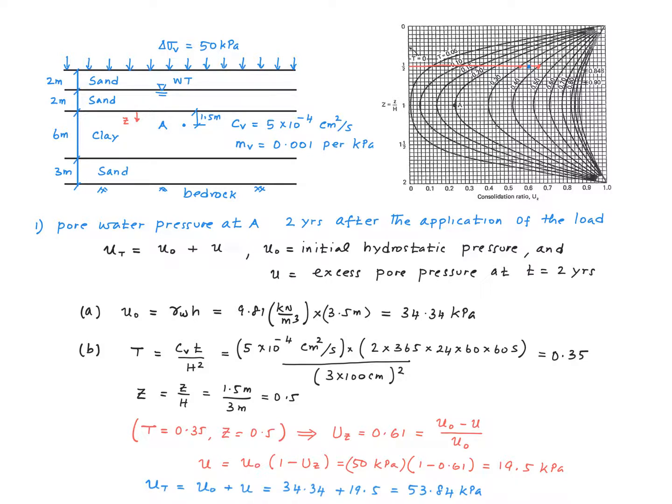Now to answer the question, we add the two: the initial pore water pressure, which is 34.34 kilopascal, and the excess pore water pressure, which is 19.5 kilopascal, and we get a total pore water pressure at point A, 2 years after the application of the load, of 53.84 kilopascal.